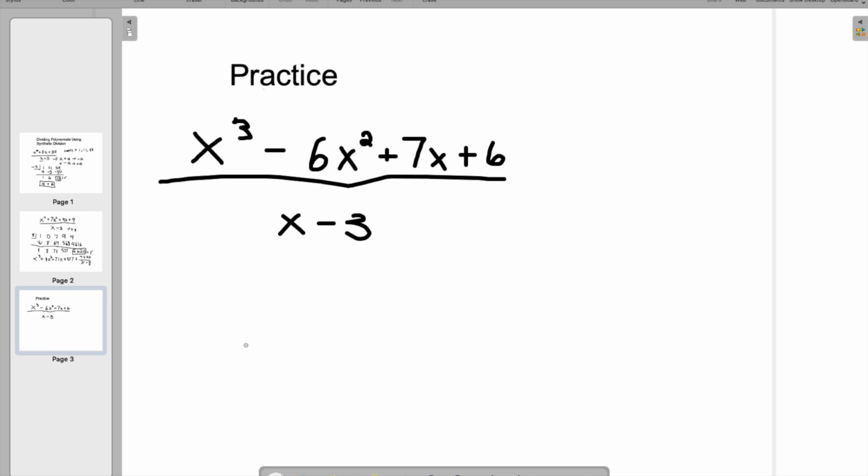Okay, so let's practice. You can pause the video and try this out. Then I'm going to be going over it right now. Okay, so since the denominator is x minus 3, we're going to change negative 3 to positive 3. Write that on the left side of the L. And then we have to look at the numerator now. So the coefficients are 1, negative 6, 7, and 6.